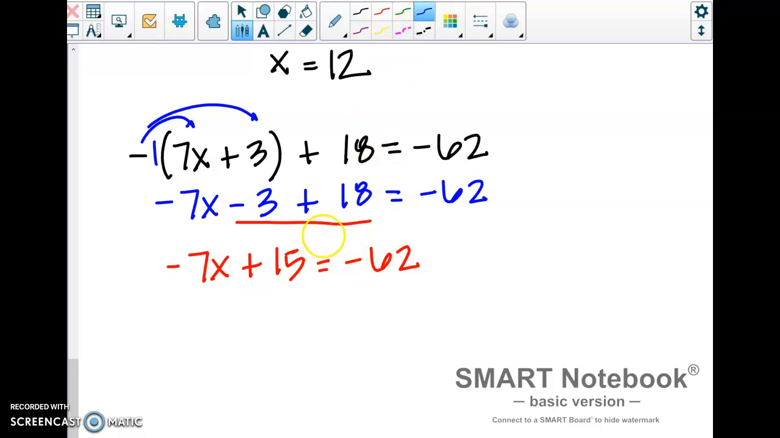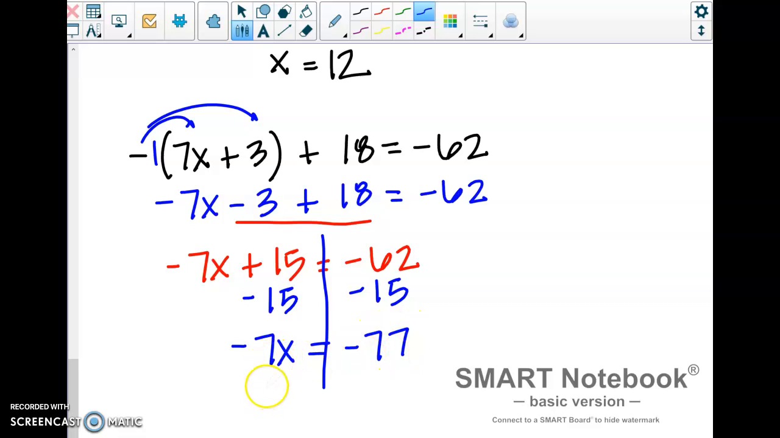Now we're just at a two-step equation. Get rid of the plus 15 by subtracting 15. So we're left with negative 7x equals negative 62 minus 15, which is negative 77. To get x by itself, divide by negative 7, divide by negative 7. X equals 11. All right, that one was definitely tricky with all the negatives.